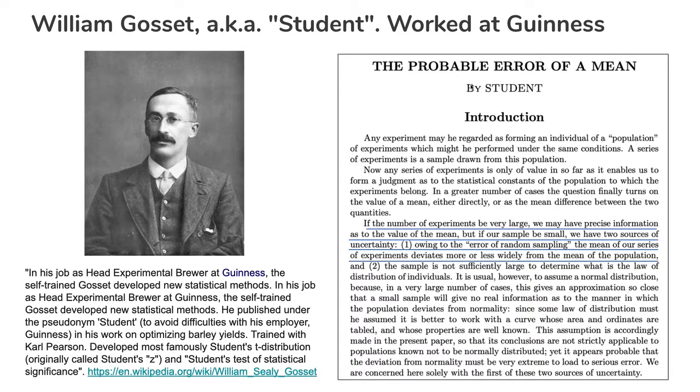As you can see, the title is by Student. I think Guinness, the story goes that Guinness didn't want him revealing himself because it would essentially be like a trade secret to, I don't know who Guinness competed with at the time, but Pilsner or Kell or something like that. So we can attribute all this intuition and the statistical test to this clever guy named William Gosset.